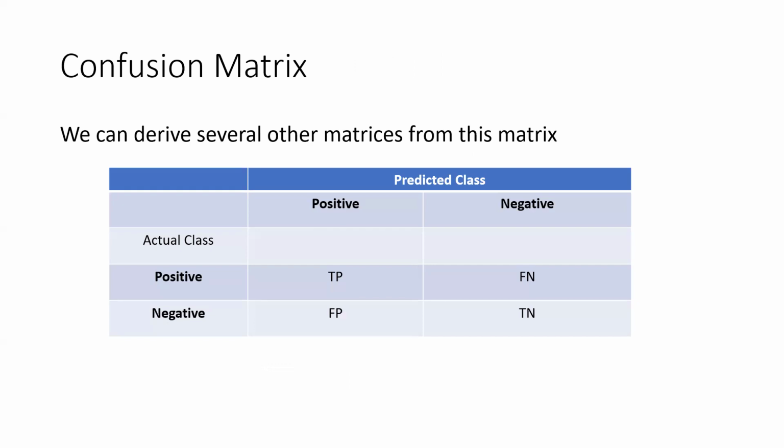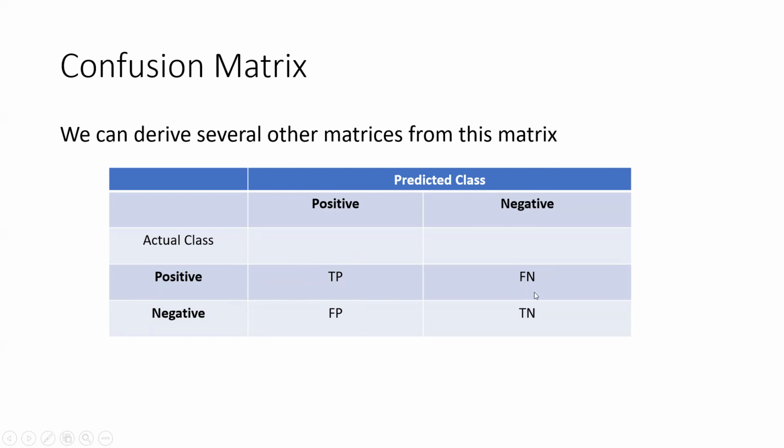This confusion matrix can represent these measures. When the predicted class is positive and the actual class is also positive, that means it is a true positive value. When the predicted class is positive and the actual class is negative, it is a false positive, because it is predicted positive but it is actually negative. Because of that, it is false, right?